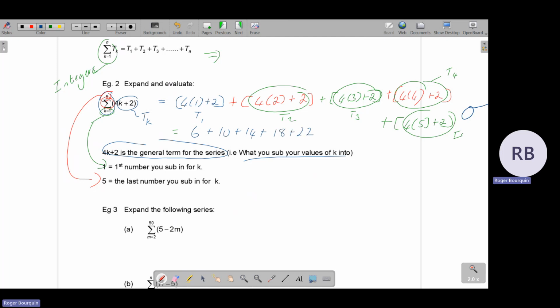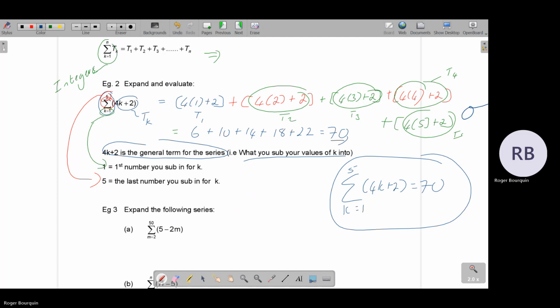Good. By the way, what's the difference between the terms there? 4. What's the coefficient of k? That'll always be the k. It's linear. But this is not the point of this section. If you add those up, you get 16, 20, 30, 38, 48. So the sum from k equals 1 to 5 of 4k plus 2 actually represents a single number.